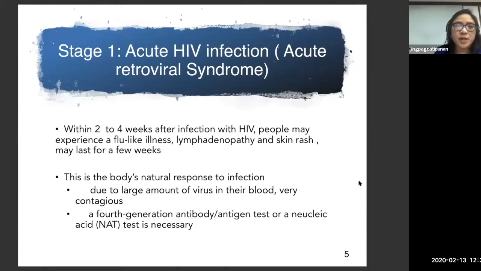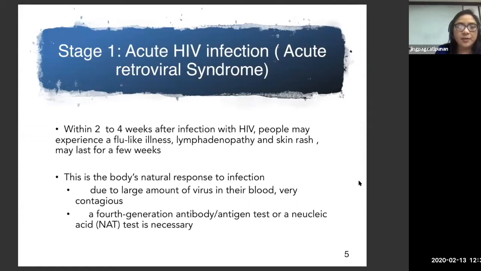So they would usually start with an acute HIV infection, which is within 2 to 4 weeks after the infection with the virus, and it may also present like a flu-like illness. In children, it's more of lymphadenopathy and some skin rashes that may last for a few weeks. It is just like some other viruses, but we all know that this is the body's natural response to infection. And due to the large amount of virus in their blood, they are considered very contagious already at this stage.